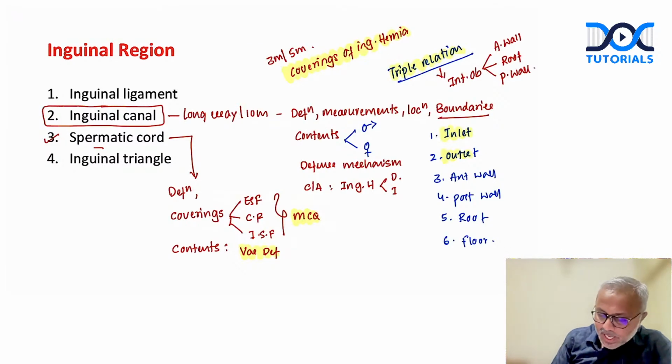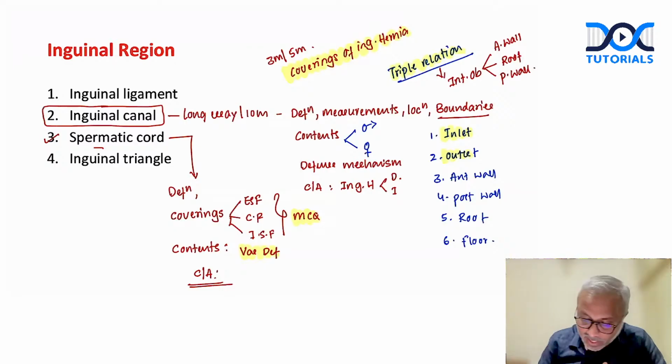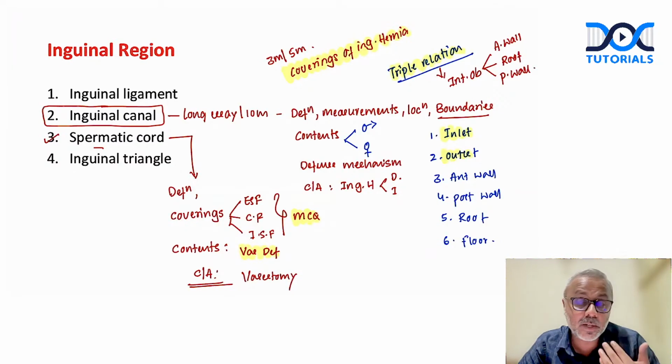Again, for any anatomy question, try to end it with a little bit of clinical anatomy. Here you can even talk about vasectomy. Now, vasectomy, what is it? Where is it done? We can talk about this if you're talking about the spermatic cord.